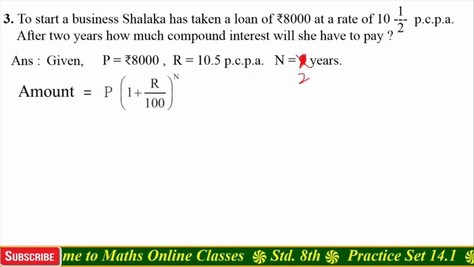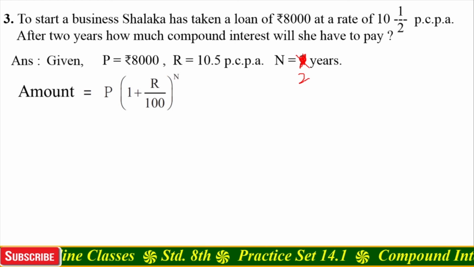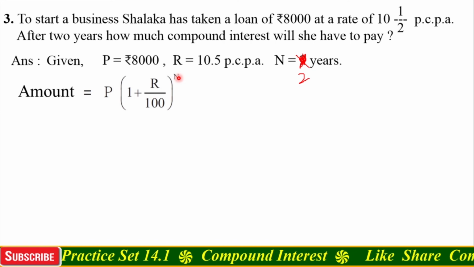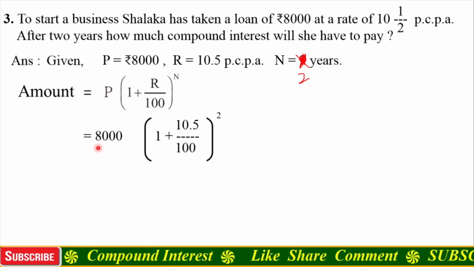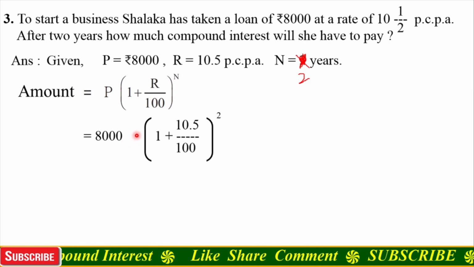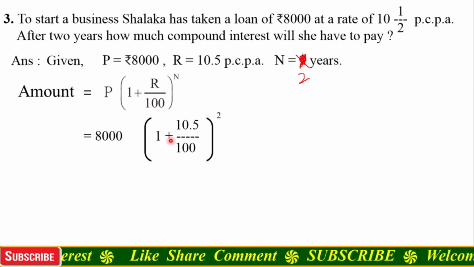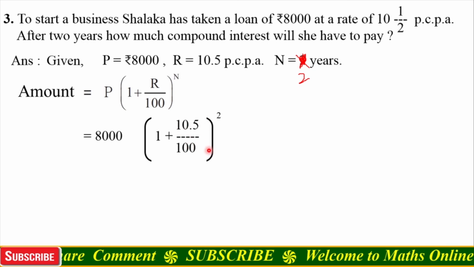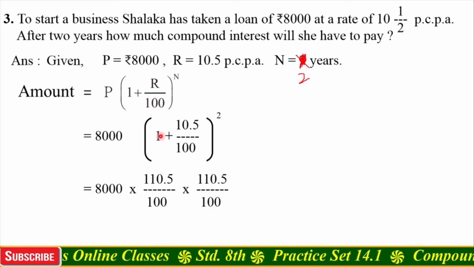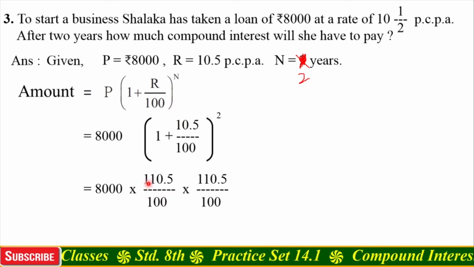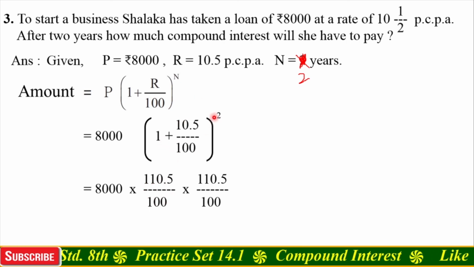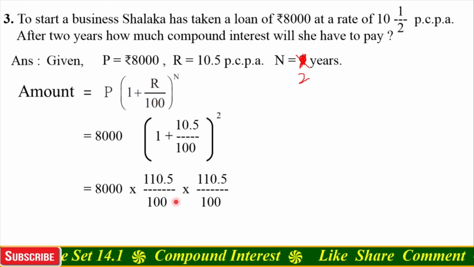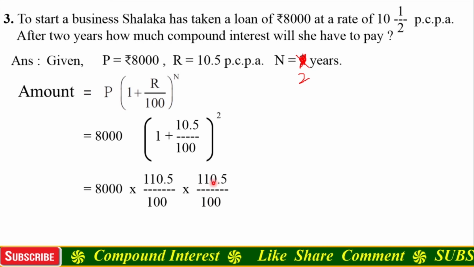Write down the formula. Amount is equal to P in bracket 1 plus R upon 100 bracket raised to n. And now put the values. At the place of P we have taken 8,000 multiply by in bracket 1 plus, at the place of R we have taken here 10.5 upon 100 bracket closed raised to 2. After doing here cross multiplication, we get here 110.5, and as at the place of index of this bracket there is 2, therefore we have taken this fraction 2 times.